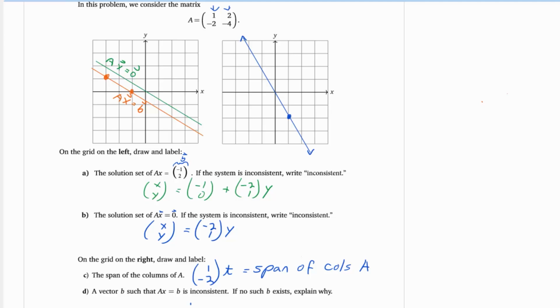And then in part D, you're asked to draw and label a vector B such that AX equals B is inconsistent. If no such B exists, explain why. Well, it does exist. So if you think about it, B, as we've talked about, is in the column space of A. So in other words, in order for AX equals B to be consistent, your vector B would have to lie on this line. So all you've got to do is draw any vector B not on that line, and then there would be no solution. This would not be in the column space of A, and so there's no solution for AX equals B with that particular B, or with any B that's not in line with this line, not parallel to that line.